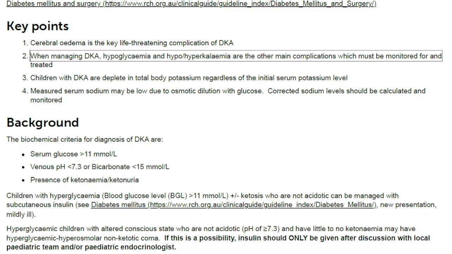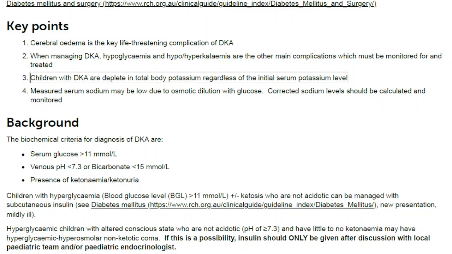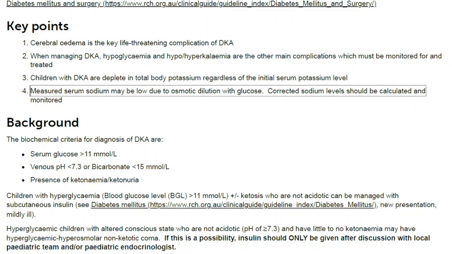When managing DKA, hypoglycemia and hypo/hyperkalemia are the other main complications which must be monitored for and treated. Children with DKA are deplete in total body potassium regardless of the initial serum potassium level. Measured serum sodium may be low due to osmotic dilution with glucose. Corrected sodium levels should be monitored.